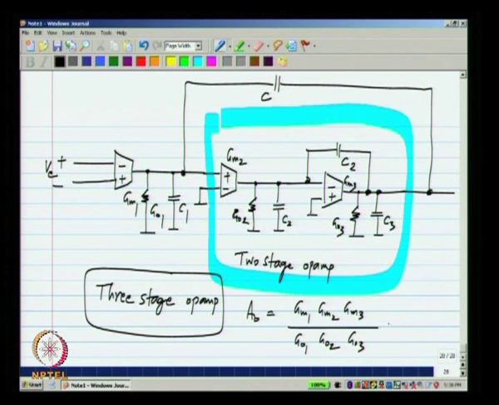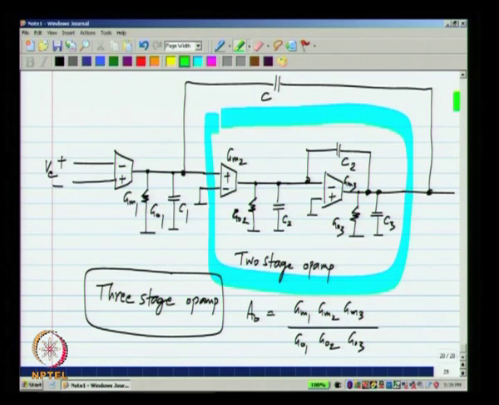So, this clearly is better than what we could get with a 2 stage op amp, because there we had only product of 2 stages. So, let us say each stage potentially has a maximum gain of 50, then with a single stage op amp you can get a gain of 50, the 2 stage op amp 2500, and with a 3 stage op amp 125,000. Okay. So, that is what is advantageous about the 3 stage op amp.